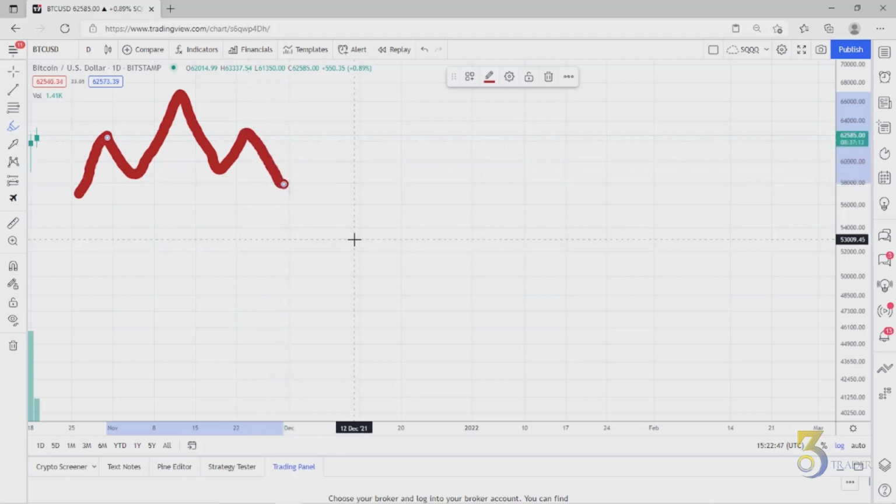This is your picture perfect head and shoulders. Everything is very perfect. You've got a perfect left shoulder, a perfect head, a perfect right shoulder, and they equal each other, and it just looks perfect. All right, this is rare. It's very rarely ever perfect. But believe it or not, this is not the most effective or reliable head and shoulders. It is not. So let's look at another one.